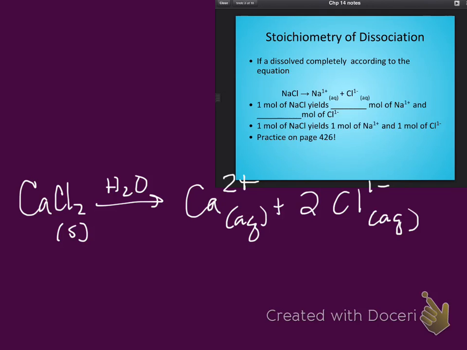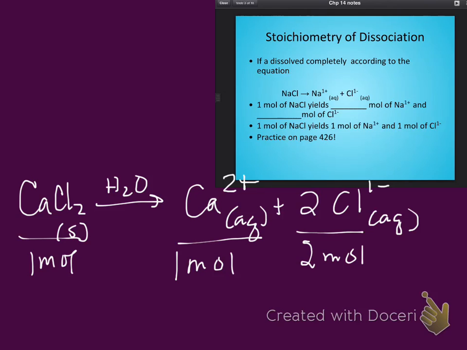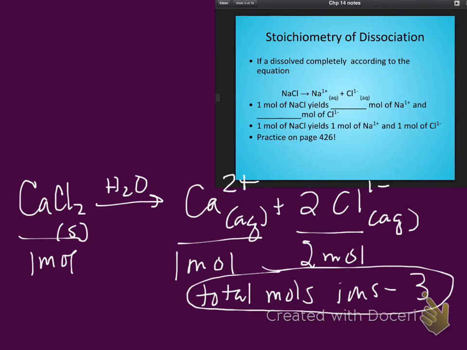Okay, so we've rewritten our dissociation equation for calcium chloride, and there's a sort of invisible 1 in front of this calcium chloride. So we're talking about 1 mole of calcium chloride breaking up, right? For every 1 mole of calcium chloride that breaks up, how many moles of calcium ions will we produce? 1. For every mole of calcium chloride that breaks up, how many moles of chloride ions will we produce? 2. So, for every 1 mole that breaks up, how many total moles of ions will we produce? 3. Okay, that's not that difficult, but it throws a few people for a loop. So let's practice something a little bit even more complicated.